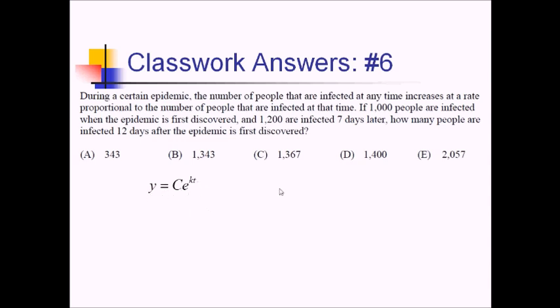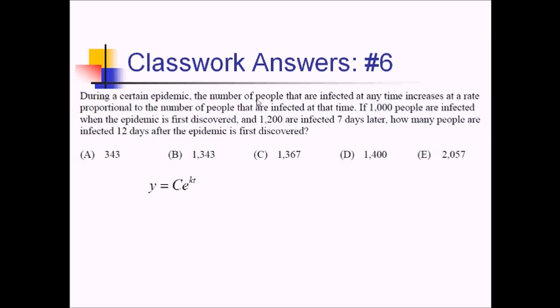Now, they eventually wanted to figure out how many people are infected 12 days after the epidemic. So eventually, we're going to have to plug in 12 for t and figure out what y is. That means we need to know the current population and the k value, the infection rate. Well, we already know the current value. They said if 1,000 people are infected when the epidemic is first discovered, so 1,000 is going to be our c value here. But they didn't tell us the k value.